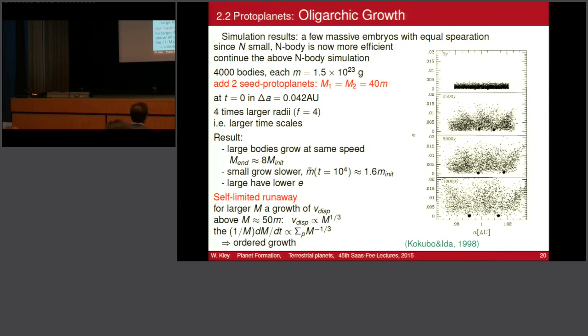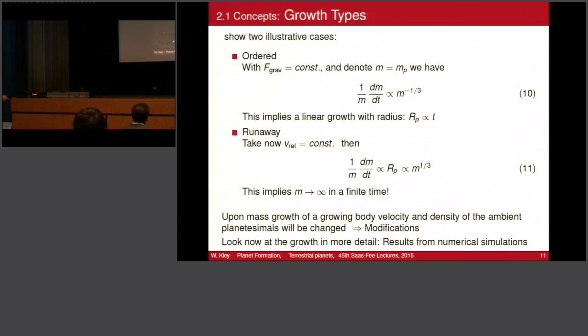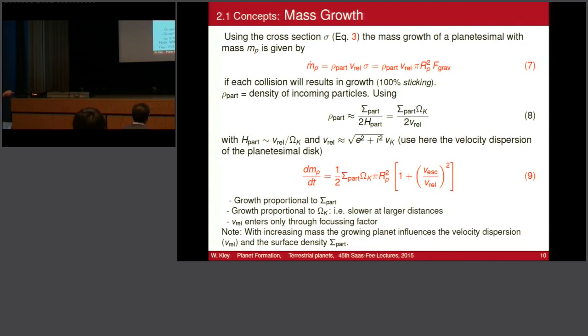If I understand it correctly, the question is how the growth times depend on the distance from the sun. Quite naturally, people want to make the terrestrial planets here, so they look at 1 AU. But the equation for the mass growth I've shown contained this factor omega, which means that the time scales increase if you go out. Two things change the time scale. Let's assume this ratio is given, this radius is given. So these two factors can change the time scale here.